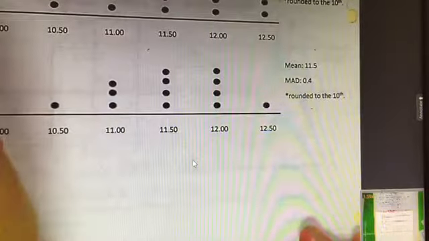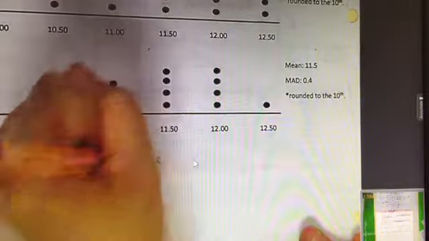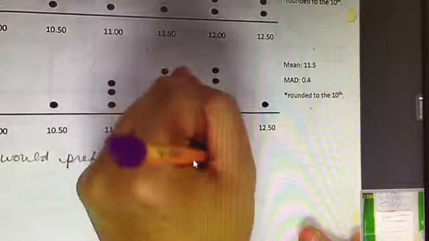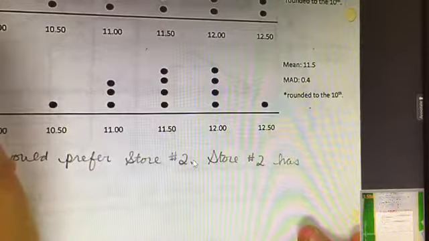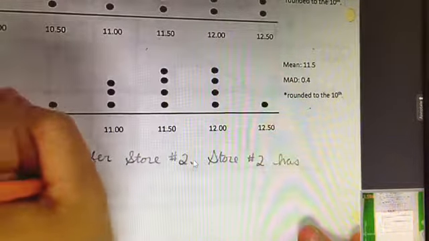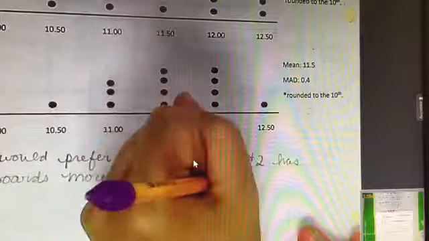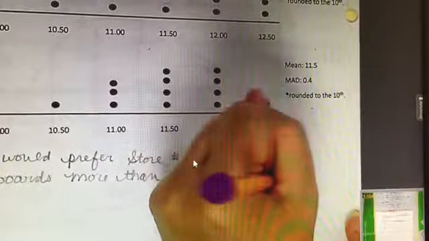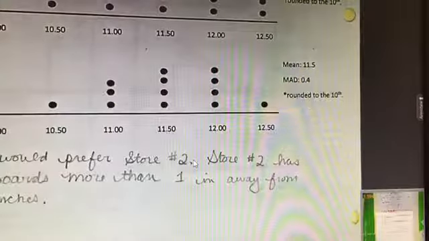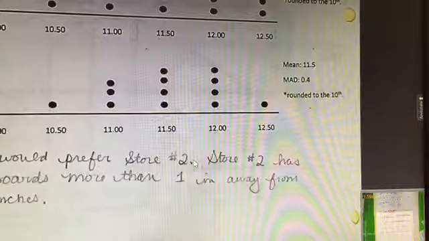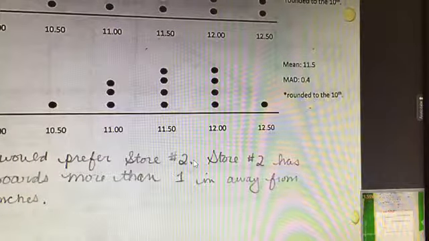So I would prefer store number 2. Store number 2 has 4 boards more than 1 inch away from 12 inches. Okay, because remember, we want boards that are 12 inches long. So we've got 4 boards that are 1 inch away.